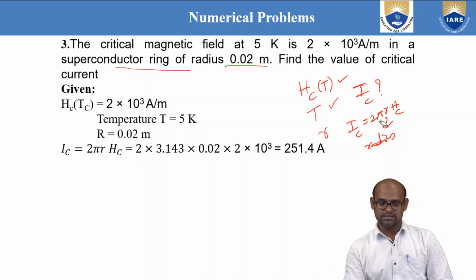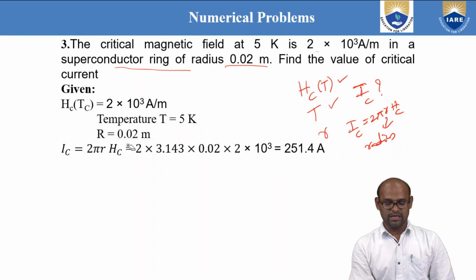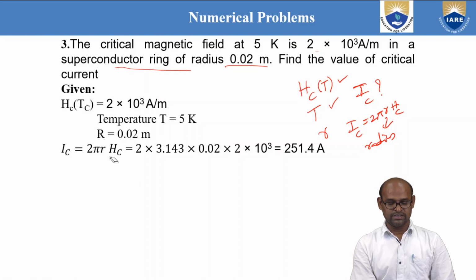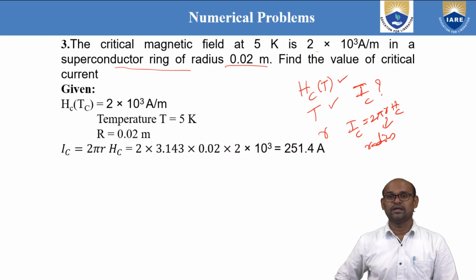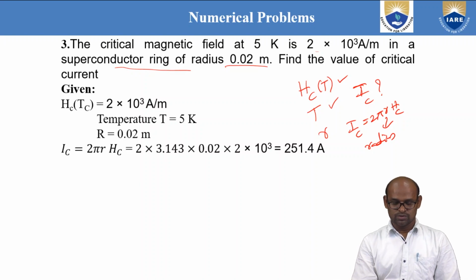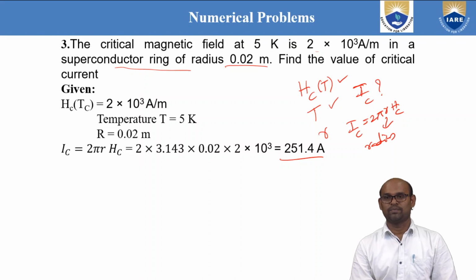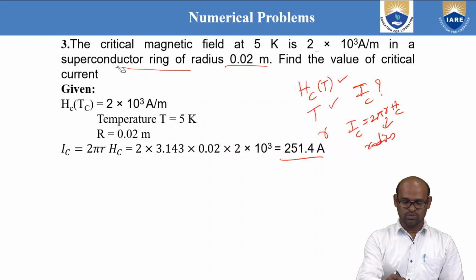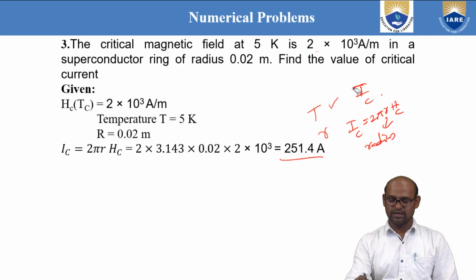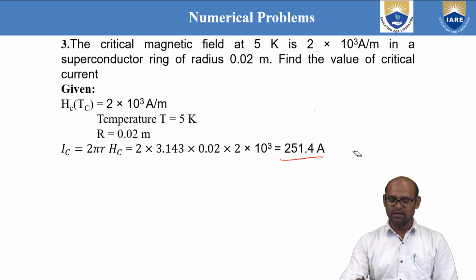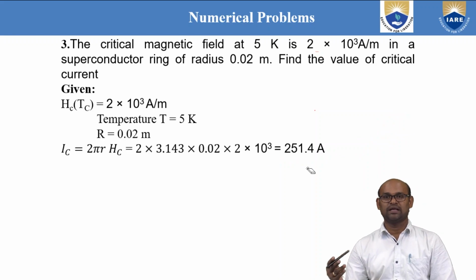So 2 pi, we have to take pi value as 3.143, and R is given as 0.02 meters and HC is also given as 2 into 10 power 3. Substituting all these values, we are going to get the critical current. Okay. So the critical current is around 251.4 amperes. So given the critical magnetic field, temperature and radius of a superconducting ring, here we have calculated the critical current.